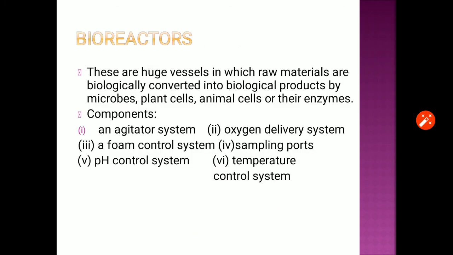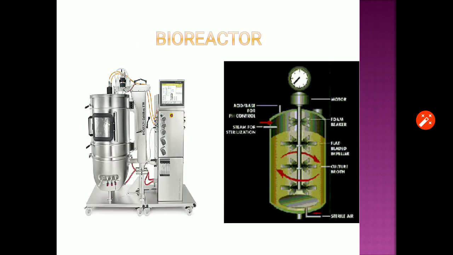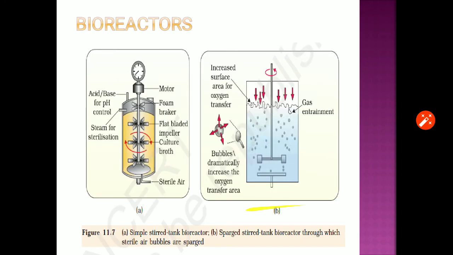Now a little bit about bioreactors. These are huge vessels in which raw materials are biologically converted into biological products by microbes, plant cells, animal cells, or their enzymes. The essential components of a bioreactor are the agitator system, oxygen delivery system, foam control system, sampling ports, pH control system, and temperature control system. These are two images which show bioreactors.